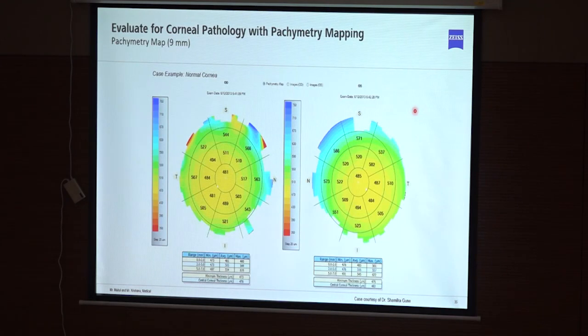The second one is the pachymetry map. The OCT will give you 0 to 9 or 12 mm of corneal thickness at different quadrants or different places. You can take this as the average of the central one, and this is the average of that particular quadrant. When you are live on the OCT, if you click somewhere to take CCT at that particular point, the OCT will show you the corneal thickness of the patient at that point.